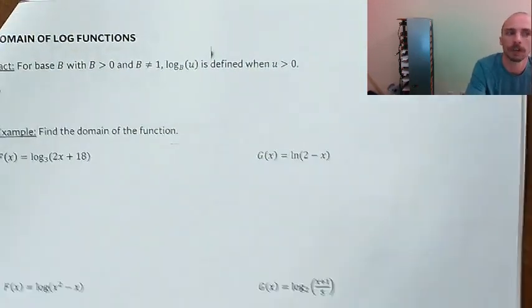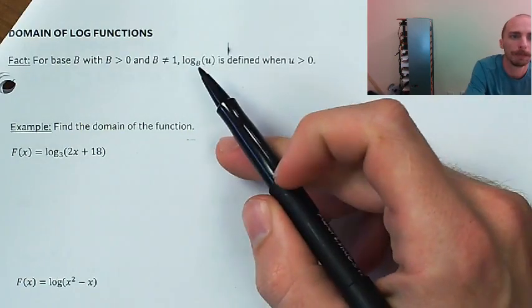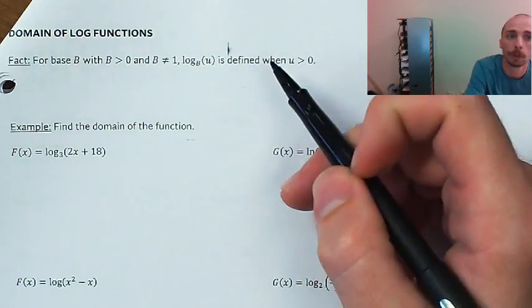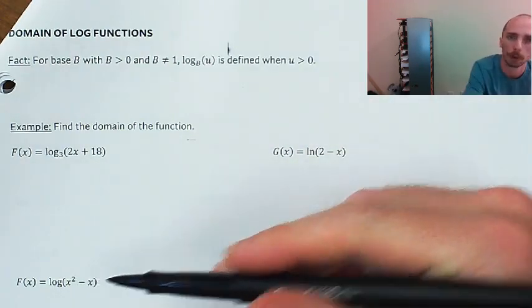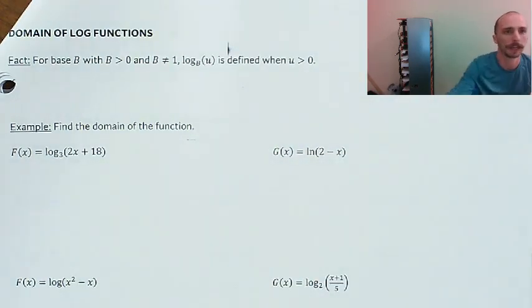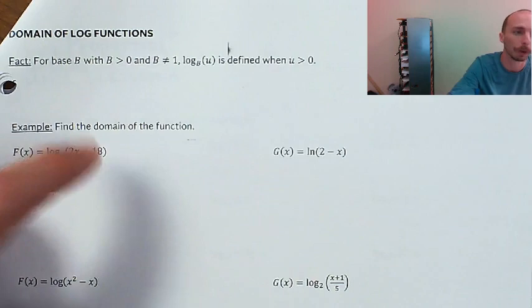Okay, we've seen evidence of this, and I'm just going to tell you the fact is that log base b of u is defined only when u is positive. And by u, I could mean something like 2x plus 18 or x squared minus x, that type of thing. So I think the important thing is kind of like we did this with square root functions. We're going to grab the argument of the log. We're going to grab the inside. And we're going to set it greater than 0.